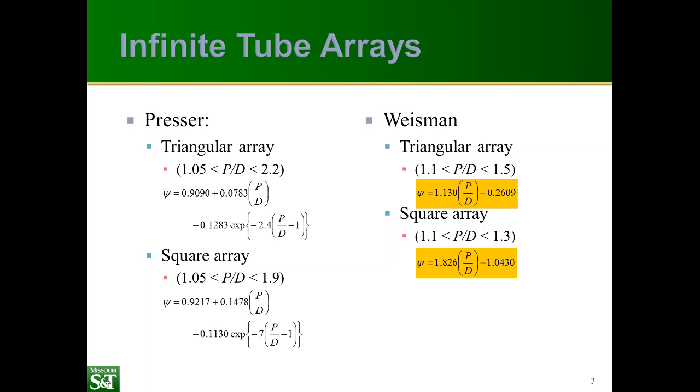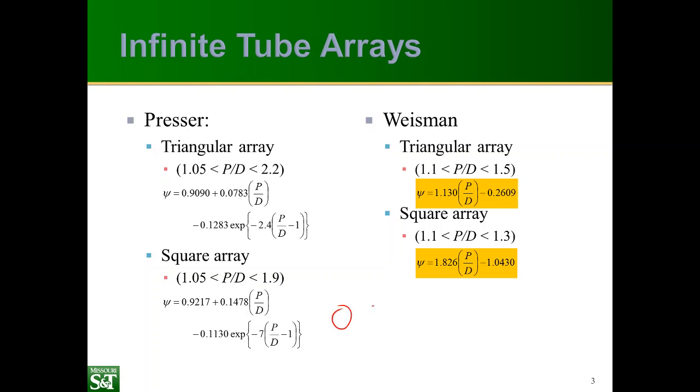So we have different models with varying levels of complexity and range of applicability. You can see the Presser model is a little bit more complex in form, but it has a wider range of applicability. The Weisman model is a simple linear model, so it's easier to use, but it has a more limited range of applicability. And both of them are going to depend here on the pitch to diameter ratio.